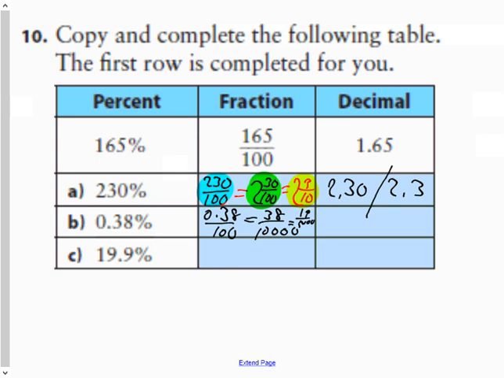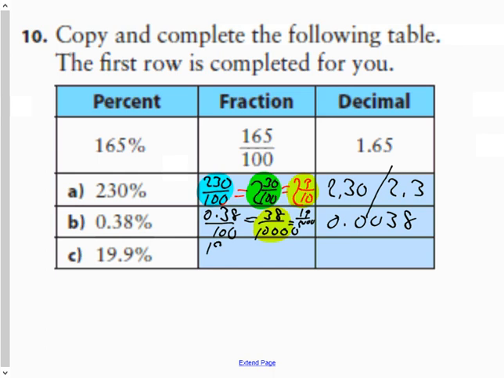And once we have that, 38 10,000ths will be the fraction we use to write it as a decimal. Because when I say 38 10,000ths, tenths, hundredths, thousandths, 10,000ths, 38 goes there. So 0.0038 is 38 10,000ths.